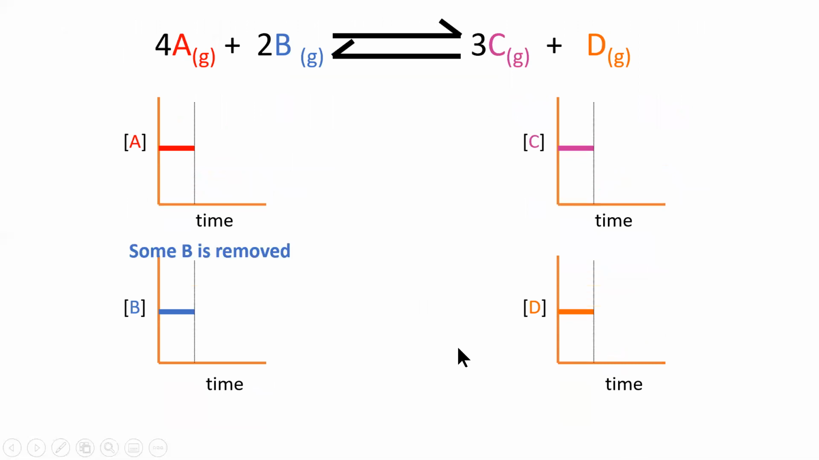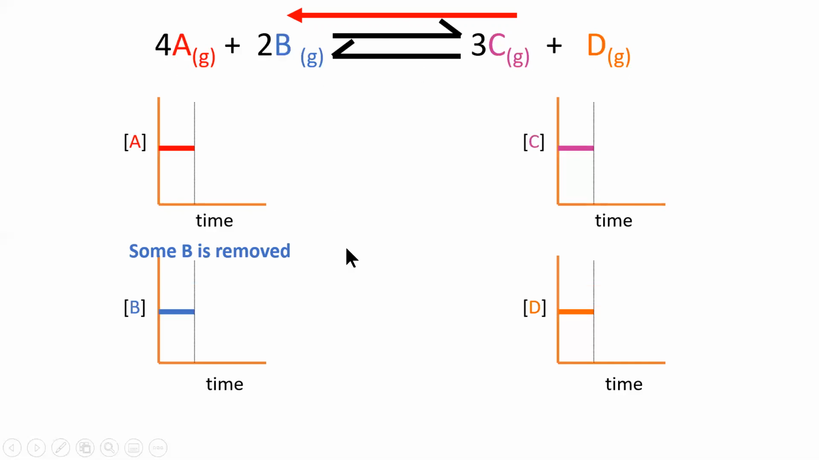So let's take a look here. If I remove some B, what happens to this system? Well, Le Chatelier's principle says if I remove some B, the system will respond to offset the stress. The stress in this case is removing B. The equilibrium will shift from right to left to offset the stress. A new equilibrium will be established. And before that new equilibrium is established, C and D will get used up to produce more A and B.